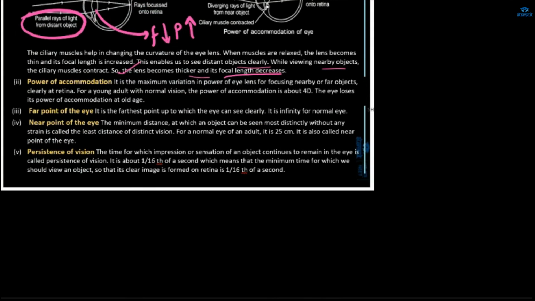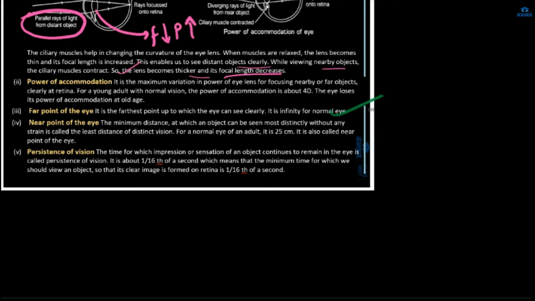Another point: the far point of the eye. The far point of the eye is infinity. We can see things up to infinity. We can see the stars clearly, so our far point is infinity. We cannot see a black hole, don't ask for the black hole. So the far point of the eye is infinity for the normal eye. I'm talking about the normal eye right now, not my eye, not Safia's eye.